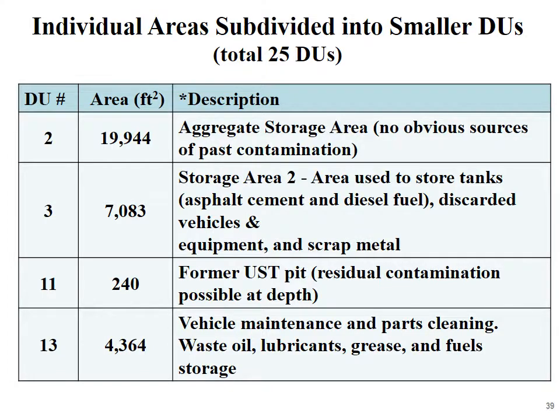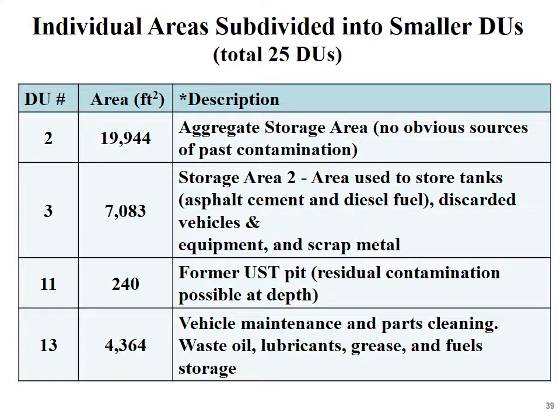So here's just an example of some of the DUs they designated. Areas where they didn't expect a lot of contamination, like DU2, 20,000 square feet. That's again about as large as we want to go for future commercial industrial exposure area. They were just storing gravel and stuff there, no obvious contamination. DU3 was another storage area where they had tanks and asphalt, cement, diesel fuel, discarded vehicles, scrap metal. They're a little bit more concerned about contamination here. They drew a line around that area, designated a DU, about 7,000 square feet. That's pretty typical for an upper limit for a spill area, source area DU, where you really suspect contamination.